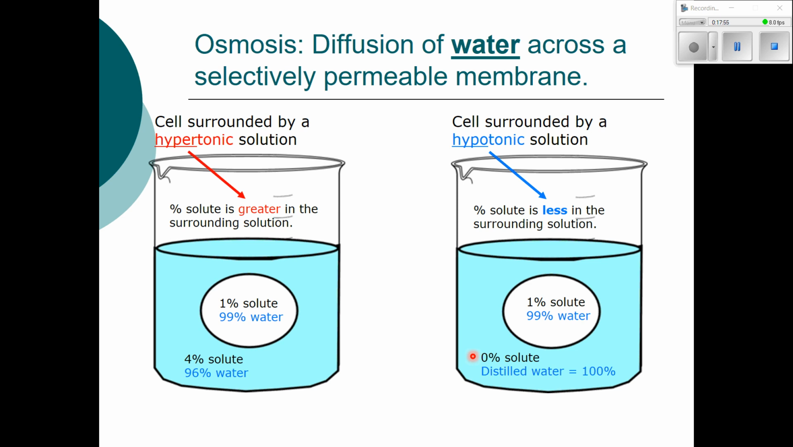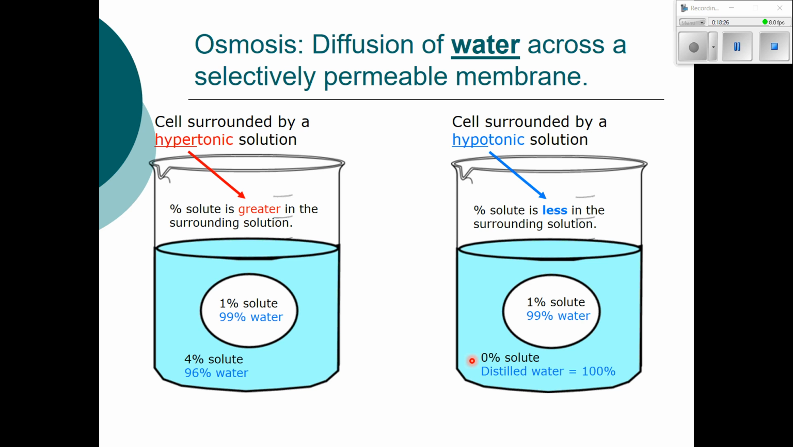In fact, there's none. Now, what's important here is how does a hypertonic solution like this 4% solution, how does that affect the cell? And then how does a hypotonic solution like this distilled water, how does that affect the cell? And it affects it because water molecules will either diffuse out of the cell or in.